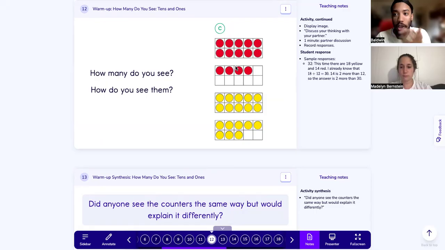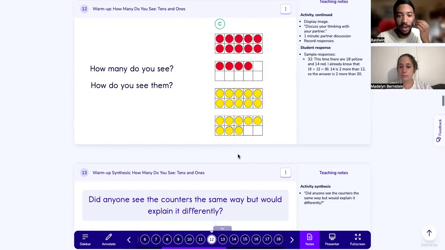Or the second way you could also count these is by adding or counting your groups of 10 first. So 10 here on the top, 10 here on the bottom, that's 20. And then you count on by ones, 20, 21, 22, 23, and so on and so forth until you have your total. Really good job, Maddie.